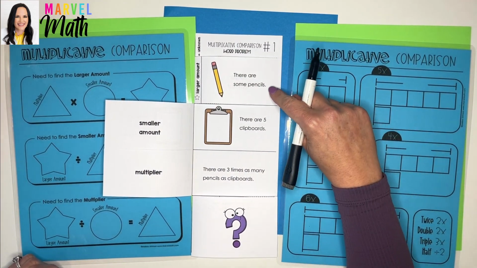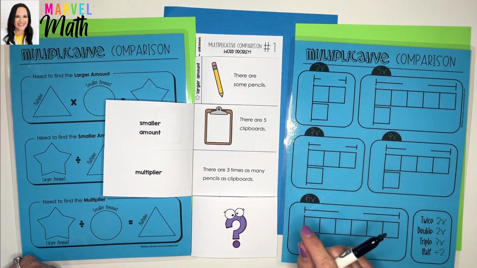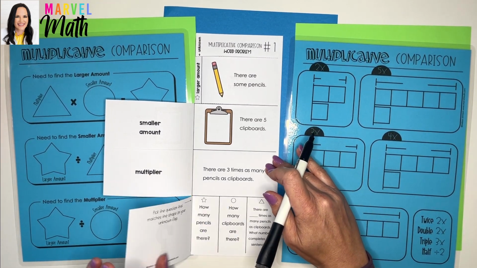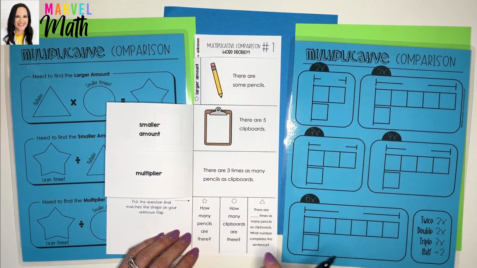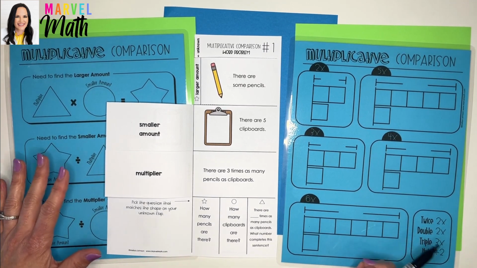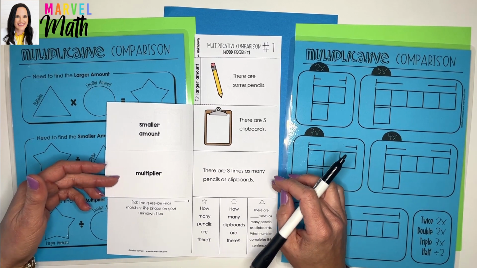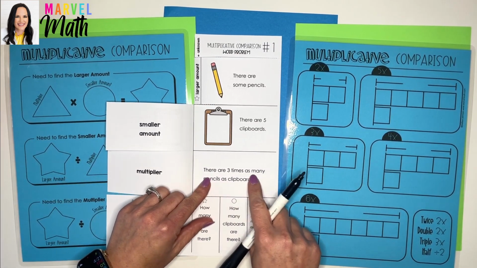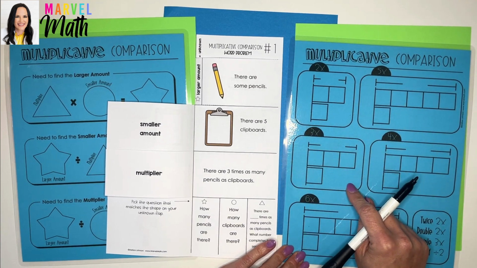So there are some pencils, there are 5 clipboards, there are 3 times as many pencils as clipboards. Since I have the star as my unknown, I'll use the star question. How many pencils are there? So in order to use my strip diagrams, I'm going to focus on the multiplier part. So I know there are 3 times as many pencils as clipboards, so I'm going to use this strip diagram for the 3 times as many.